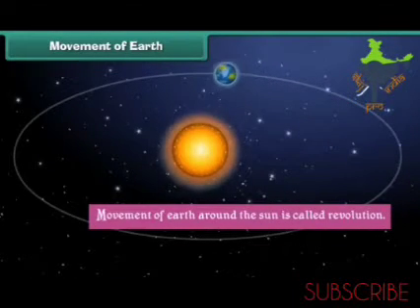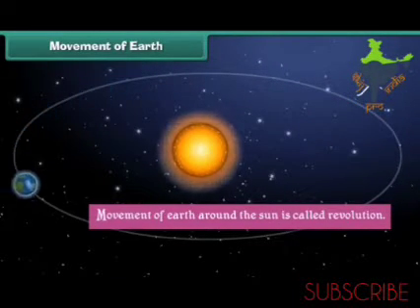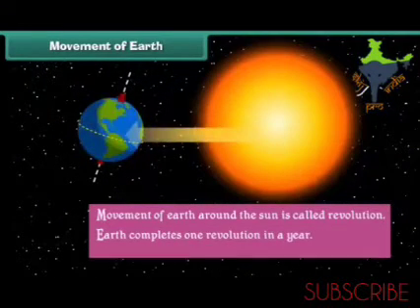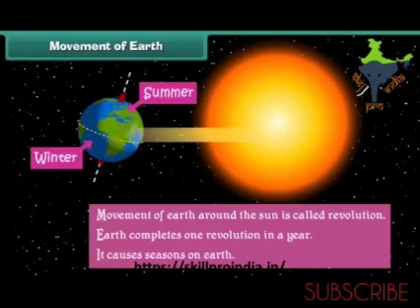Movement of Earth around the Sun is called revolution. Earth completes one revolution in a year. It causes seasons on Earth.